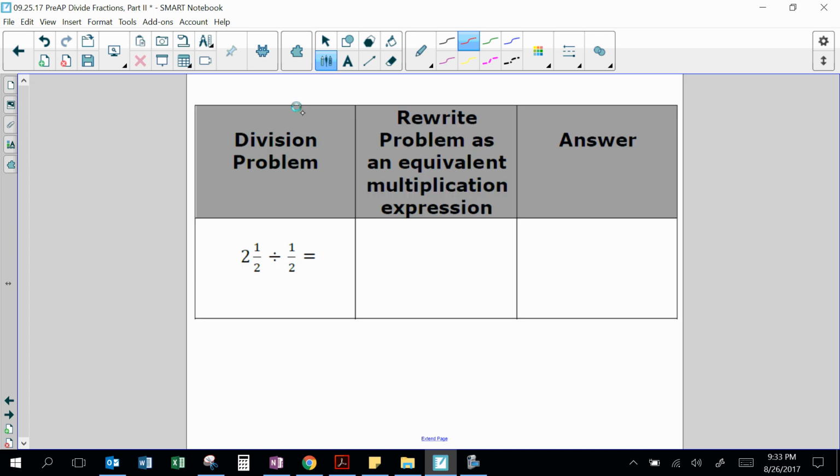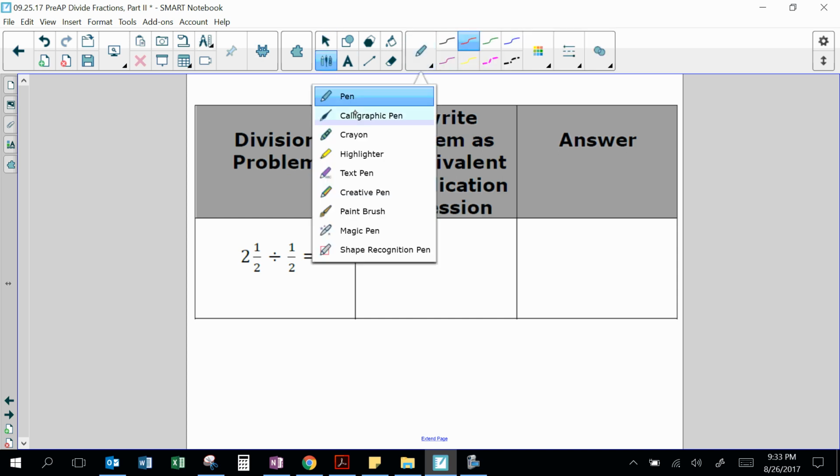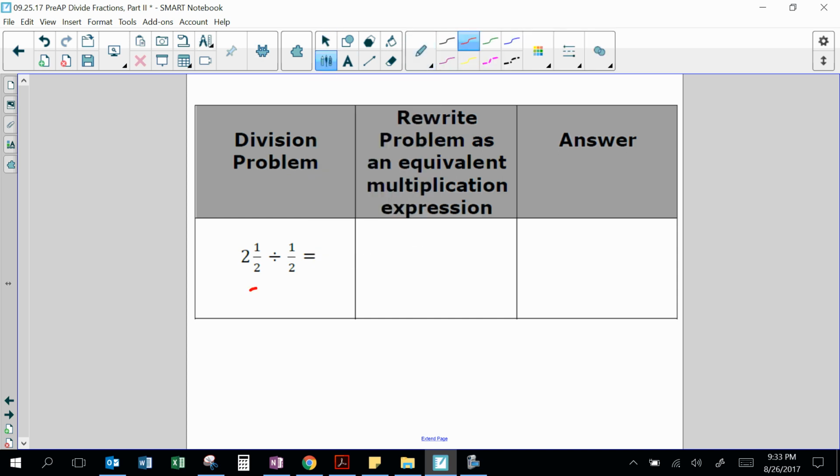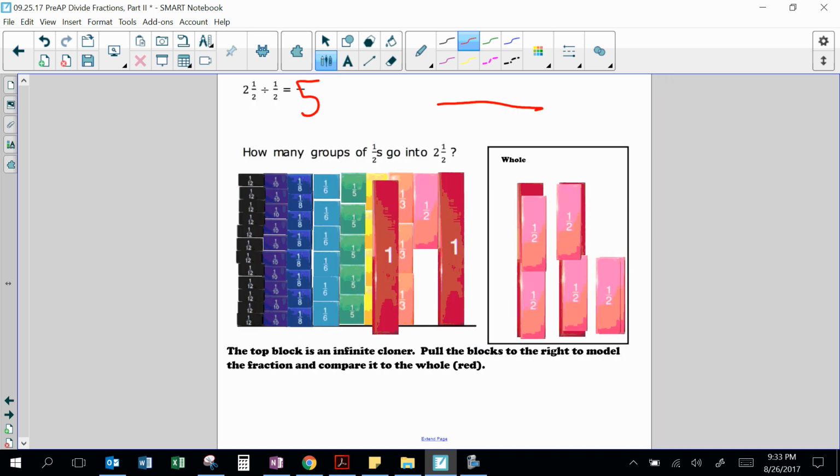Can I do this more mathematically? Do you know another way to rewrite 2 and 1/2 in fraction form? 5/2 divided by 1/2. Now we need to rewrite the problem as an equivalent multiplication expression. So 5/2, keep the original fraction, times, what's the reciprocal of 1/2? 2 over 1. And you get 10/2, which equals 5. And according to our model, it does work.